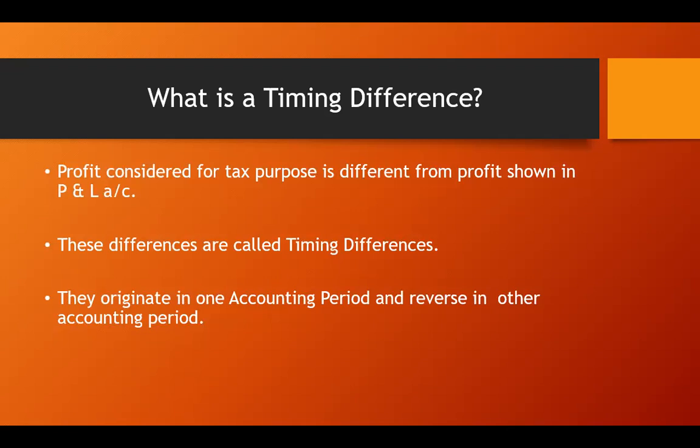What is the timing difference? Profit considered for tax purpose is different from profit shown in the profit and loss account. These differences are called timing differences. They originate in one accounting period and reverse in another accounting period.